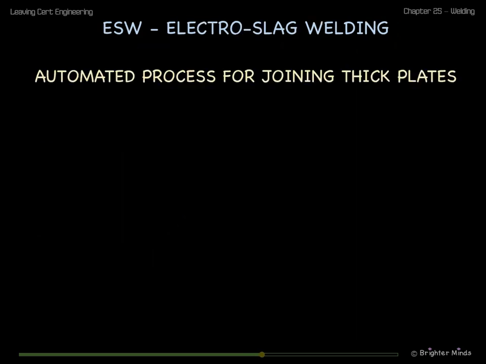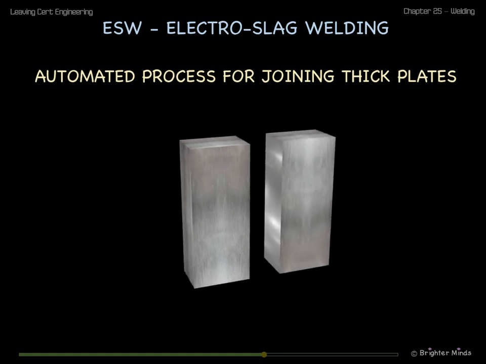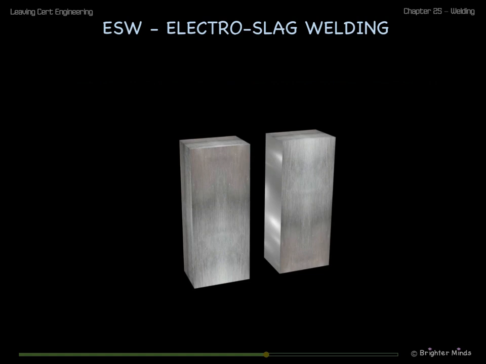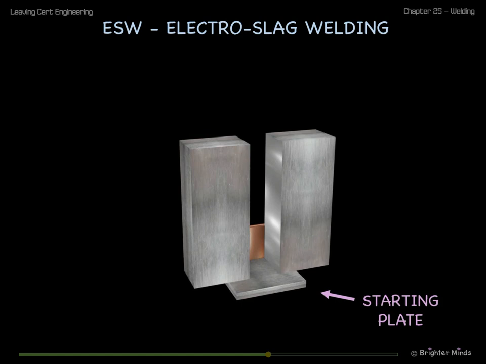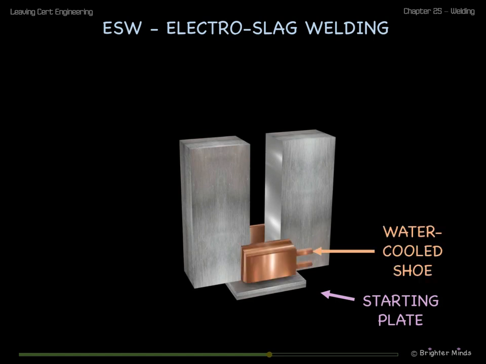Electroslag welding is an automated process for joining very large, thick plates. The plates are arranged vertically with a vertical gap between them. A container area for welding is made at the bottom of the gap by using a starting plate at the bottom and a water-cooled plate called a shoe on either side of the gap.